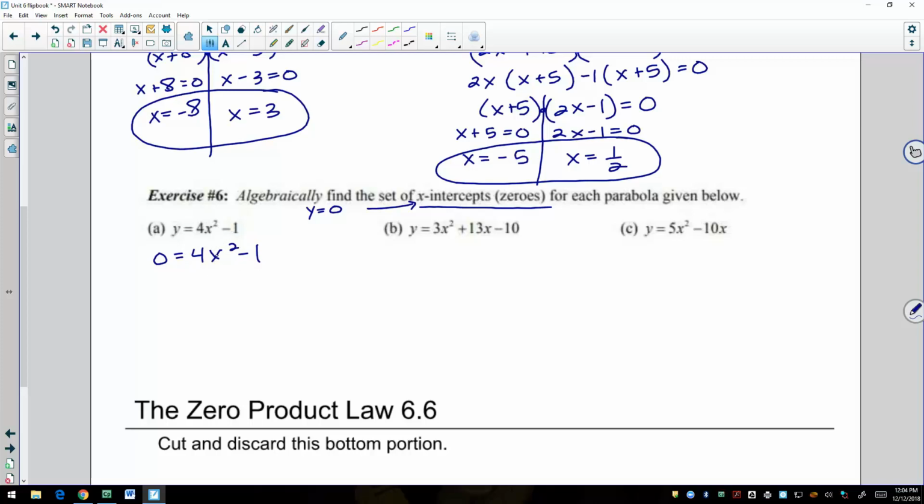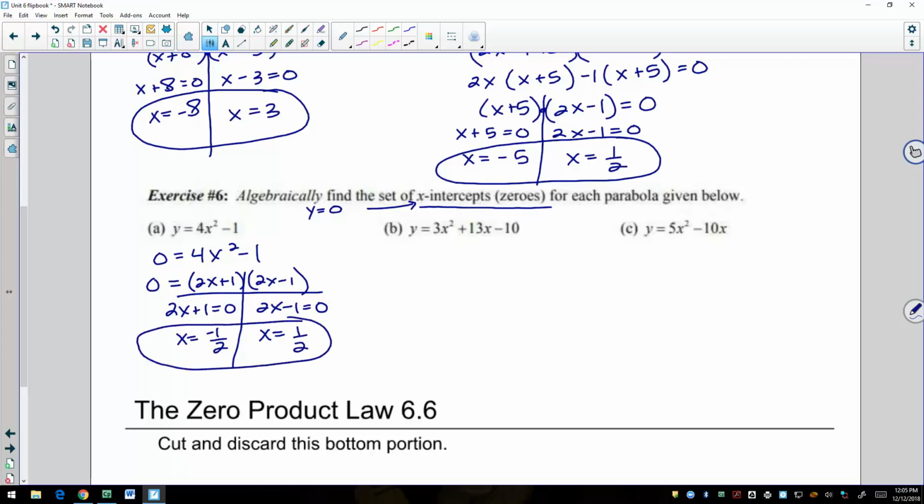to find what x's would work in that situation. So I don't have to move anything over because everything's already on one side and I have 0 over here. So this is a perfect square. So it's 2x plus 1, 2x minus 1. If I t-chart where the multiplication is happening and set them both equal to 0, I get, subtract the 1, divide by 2, that's -1/2. Add the 1, divide by 2, that's +1/2.